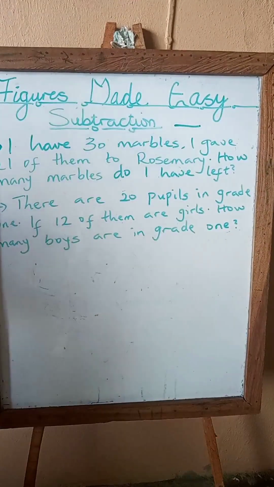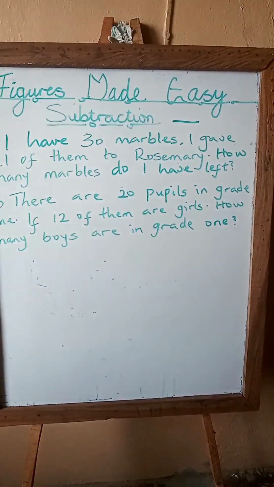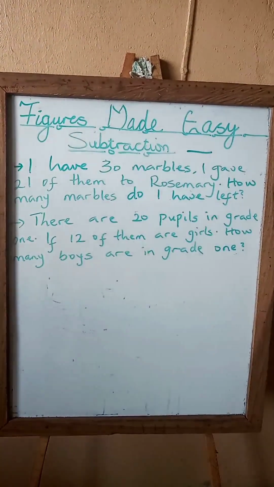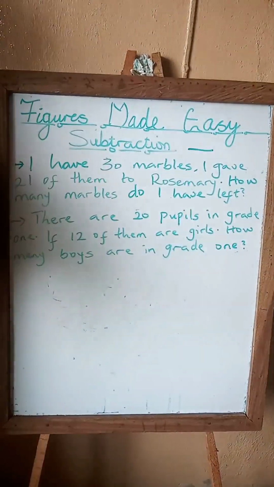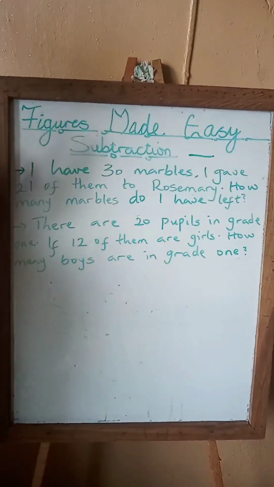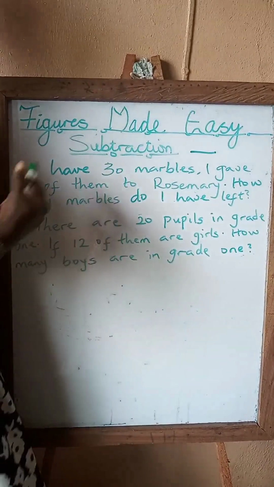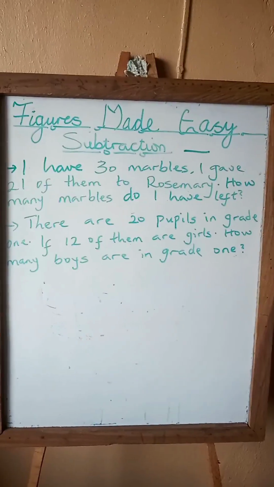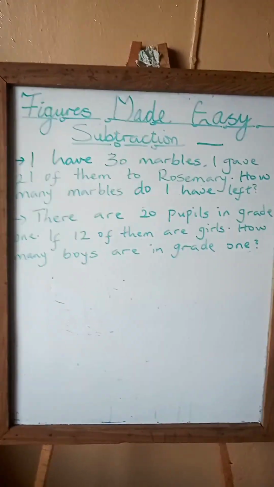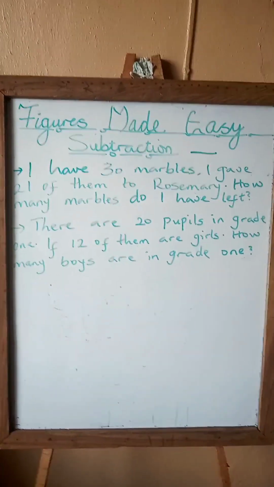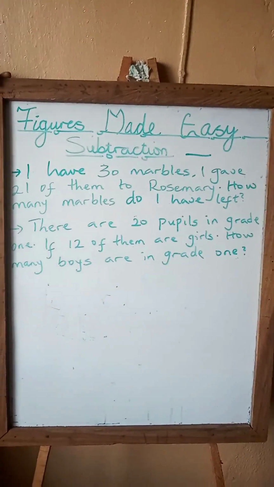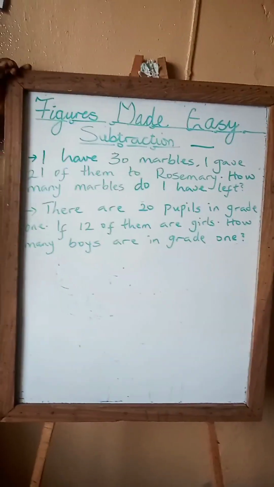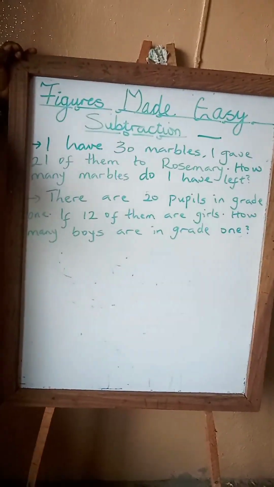So today we'll be looking into these examples. I have 30 marbles. I gave 21 of them to Rosemary, my friend. How many marbles do I have left? Now, when you have a word problem, to tackle a word problem, you need to do what? To read and understand. Make sure you understand what the problem is actually saying. Maybe you are to add or to subtract. Maybe you are to multiply or to divide. It's very important that you understand the question.